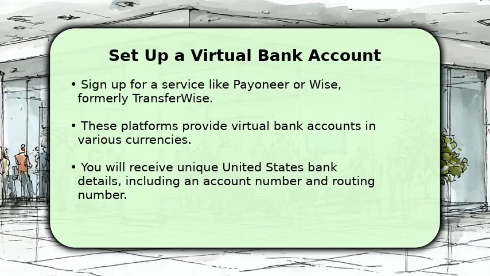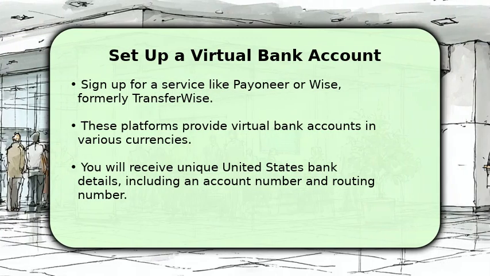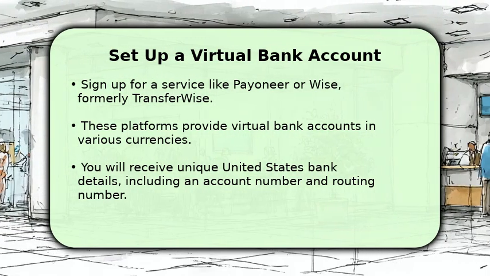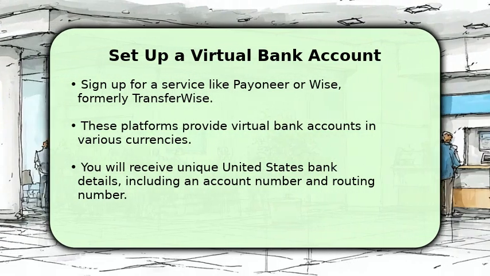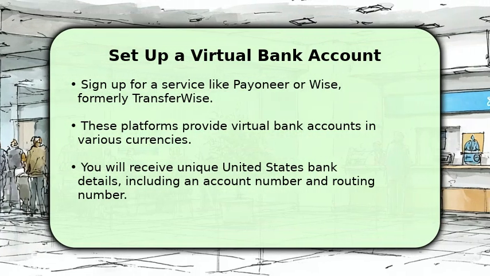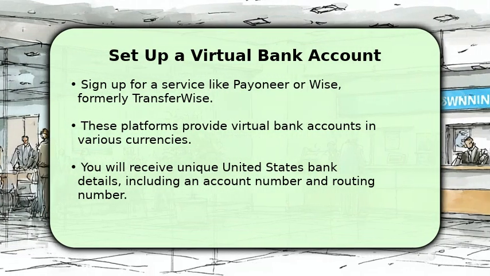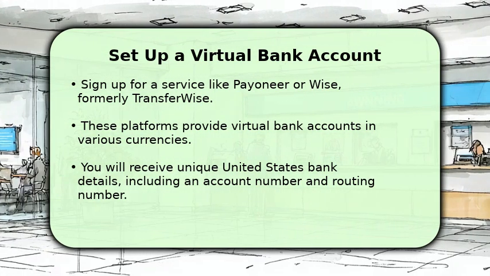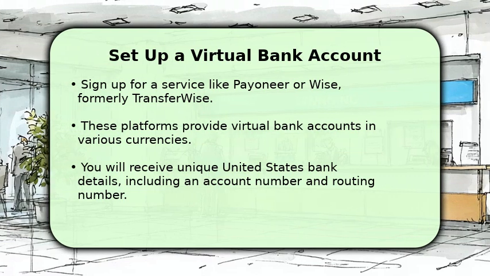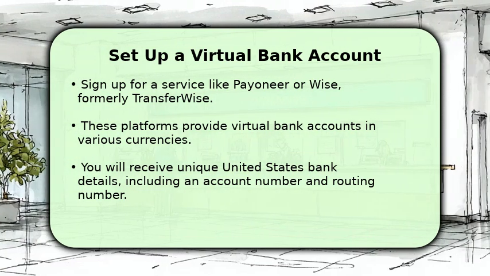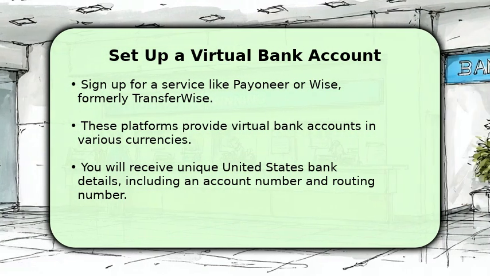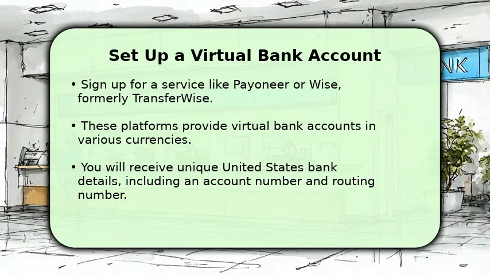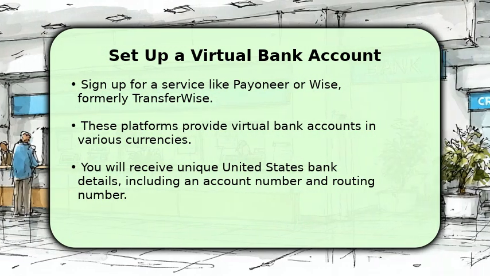The first step is to establish a virtual bank account through a reputable service such as Payoneer or Wise. These platforms are excellent for international transactions, offering local bank details for countries like the United States. You will be provided with a unique bank account number and a routing number, which are essential for receiving funds. Many authors prefer these services for their low fees and ease of use in managing global payments.